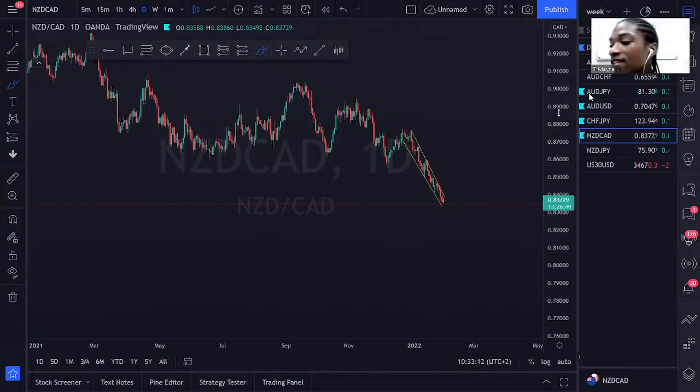The song that I sing, the song that I tell everyone, is that I wait for the market to create a level of structure, move away from the level of structure, come back, and show me signs of rejection and momentum shift away from the level of structure. And that's my entry criteria. That's literally my entry process right there.